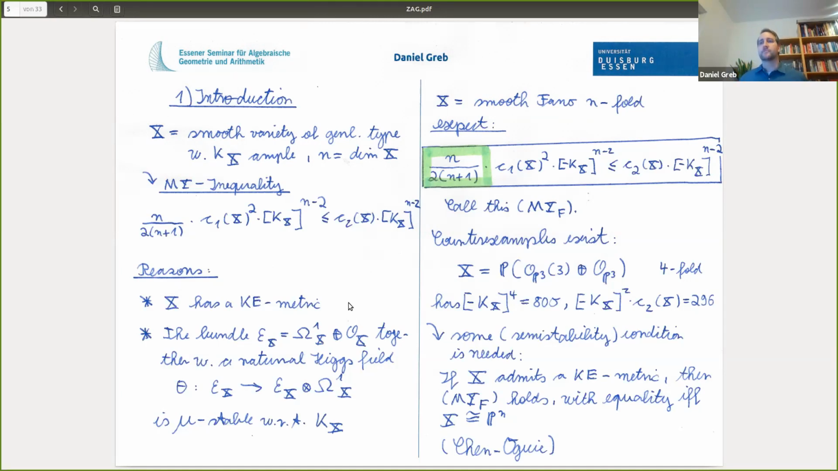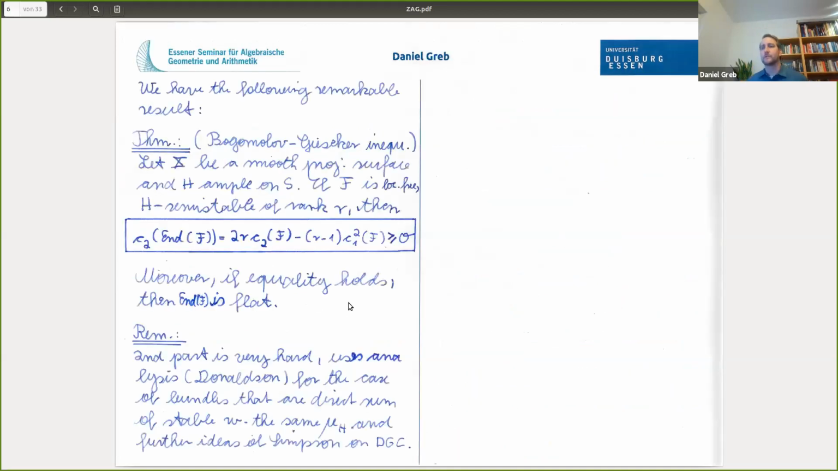So we are going to approach this question of when the Miyaoka-Yau inequality holds by methods from sheaf theory, and there we have the following remarkable, prototypical result, which is the Bogomolov-Gieseker inequality. And that's one of the versions I put here.